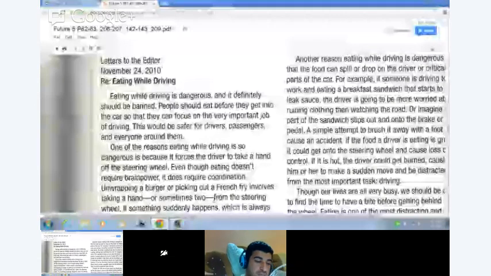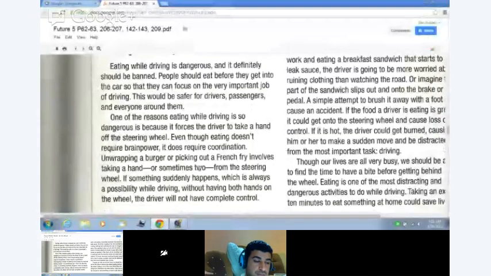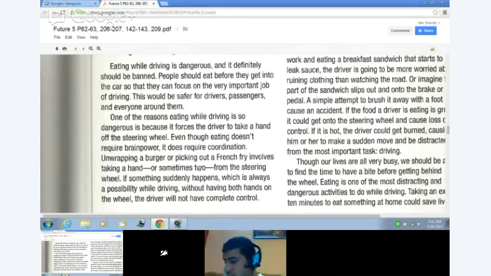Patricia, can you read the next paragraph, please? One of the reasons eating while driving is so dangerous is because it's hard for the driver to take a hand off the steering wheel. Even though eating doesn't require brain power, it does require coordination. And unwrapping a baguette or biting into a French fry involves taking a hand, or sometimes two, off the steering wheel. If something suddenly happens, which is always a possibility while driving, without having a hand on the wheel, the driver will not have complete control. Okay, very good.